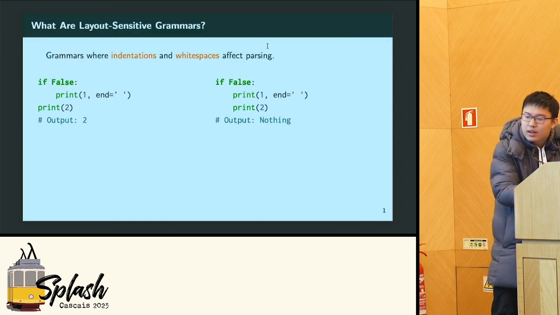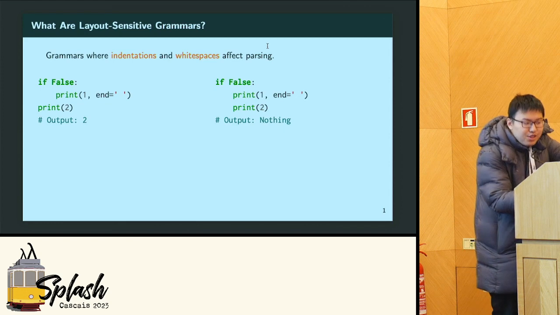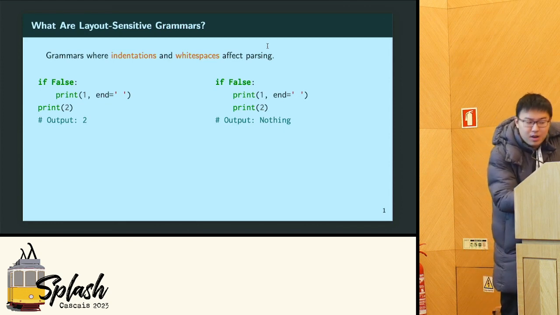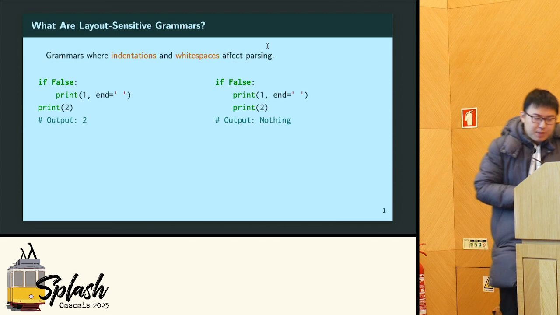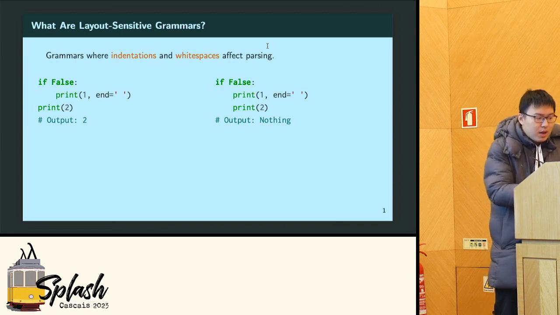So what are layout-sensitive grammars? By definition, it's a type of grammar where indentation and white space affect the parsing process. The layout in its name means the positioning of the tokens, which depends on the white space symbols. This is quite different from context-free grammars, where white spaces are discarded in the tokenization phase.